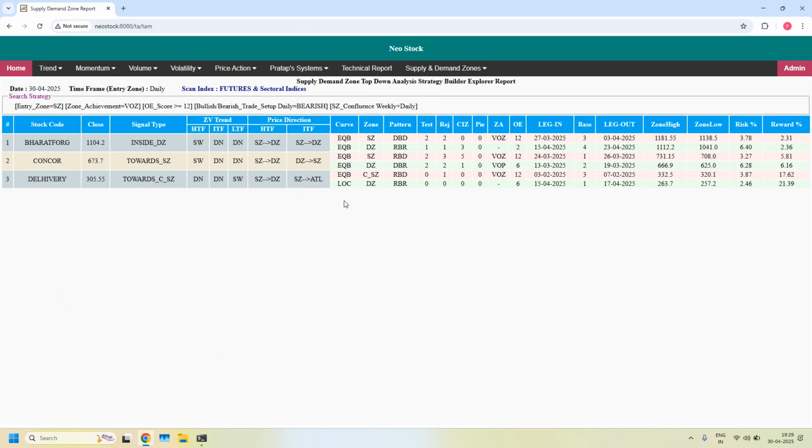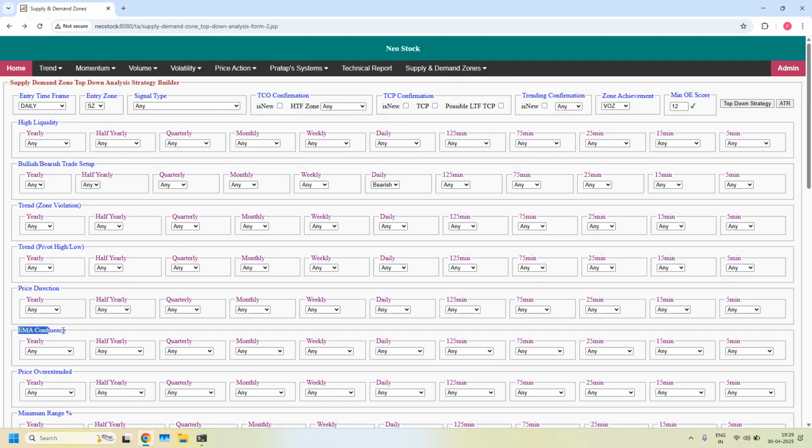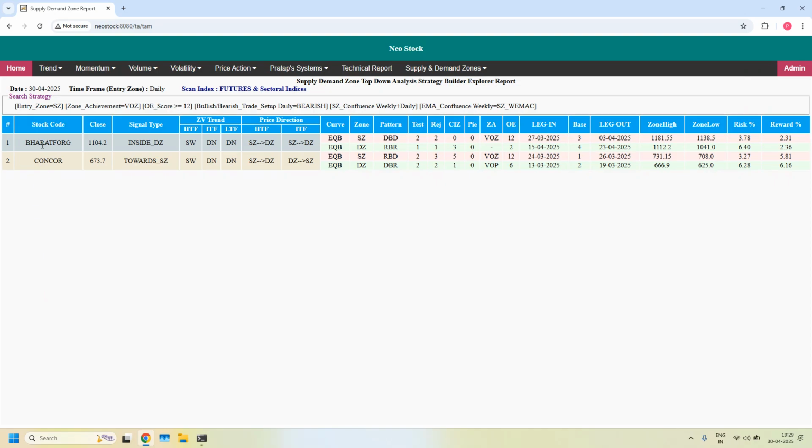All 3 stocks are filtered. That means in all the 3 stocks, these daily supply zones are overlapped with weekly supply zone. But weekly trend is down in all the 3 stocks. So let's verify if any of the 3 stocks weekly supply zones are having weekly EMA confluence. Two stocks are filtered. So these 2 daily supply zones are having more high probability to get success.